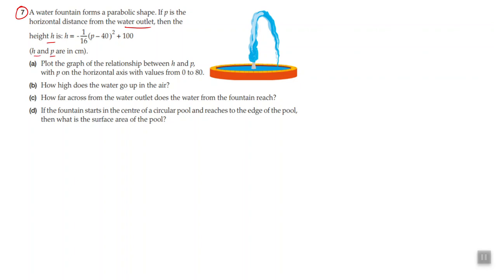H and P are in centimeters. Plot the graph of the relationship between H and P with P on the horizontal axis and between 0 to 80. Now, I'm not going to do that because it's going to take a lot of time, and frankly, on the tests, you won't have time to plot something like this. What I will show you is how to do this on the CAS calculator. We're going to plot it, but not by hand.